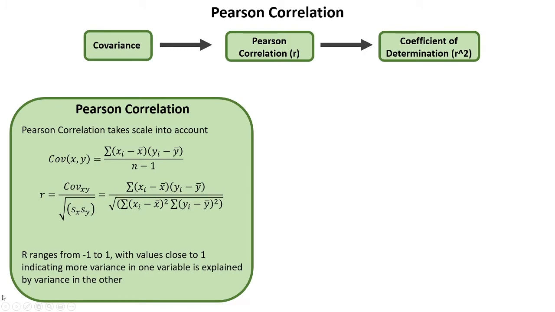which makes the Pearson correlation r, which it should be little r here, but it could be little or big. You can use them interchangeably. Little r ranges from -1 to 1, with values closer to 1 indicating more variance in the dependent variable being explained by the independent variable, right?